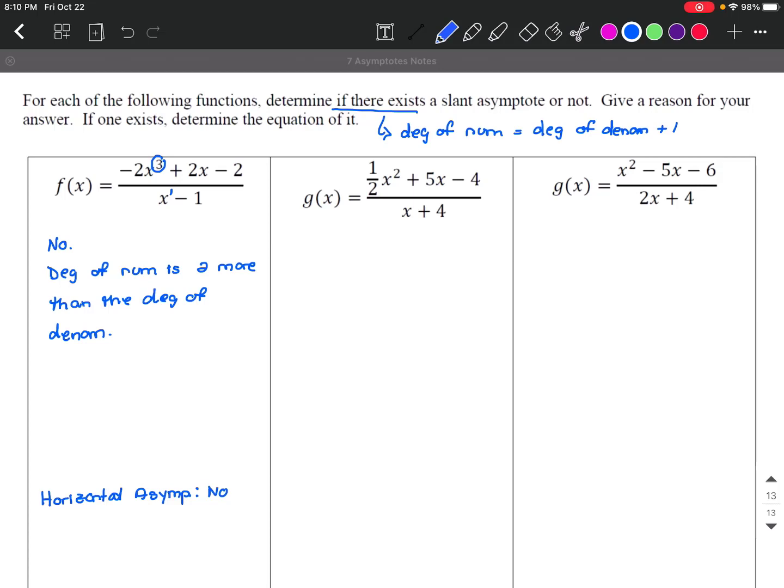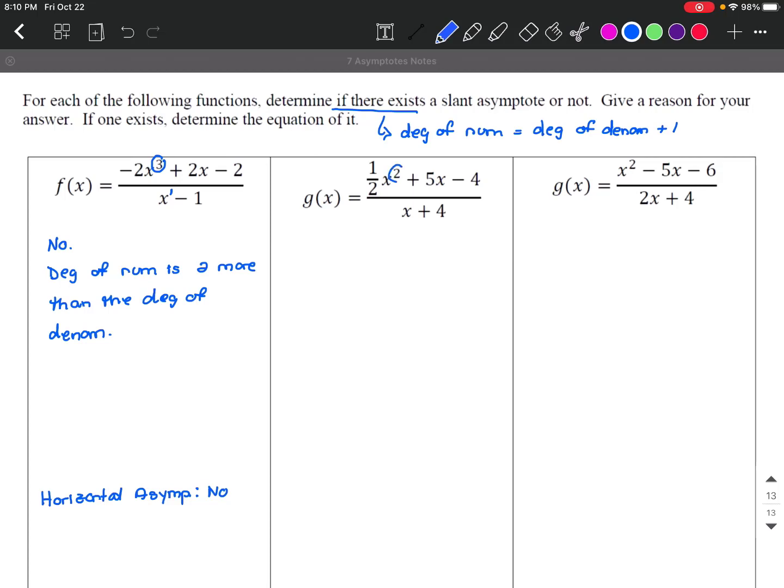No, because if the degree of the numerator is bigger at all, there is no horizontal asymptote. And in order for there to be a slant asymptote, the degree of the top has to be bigger. So if you have a slant, there is no horizontal asymptote. If you have a horizontal asymptote, there is no slant asymptote. You can't have both. Okay, let's look at g of x.